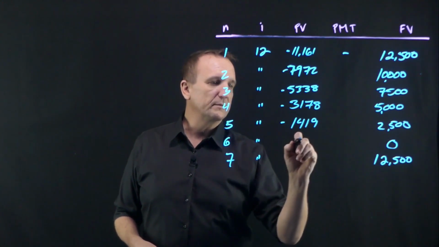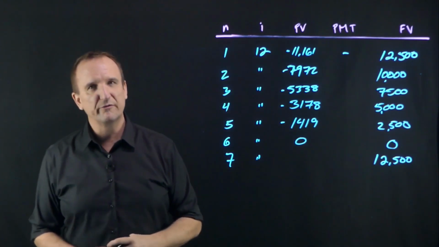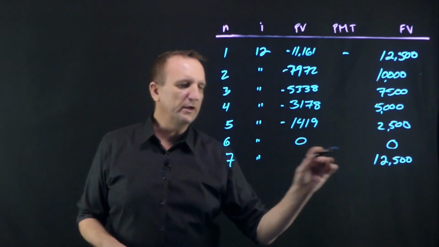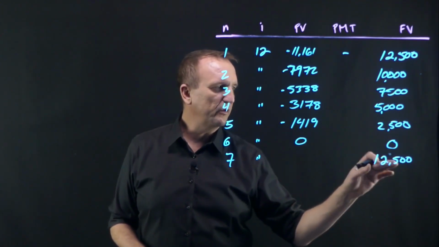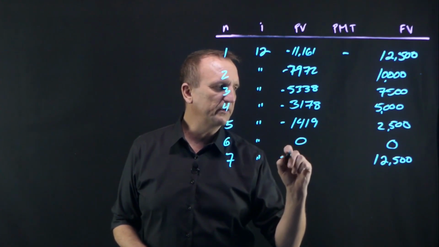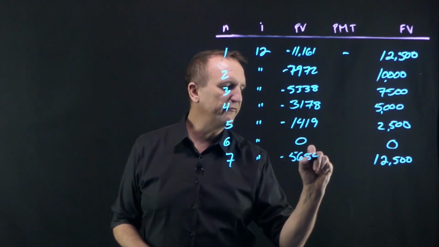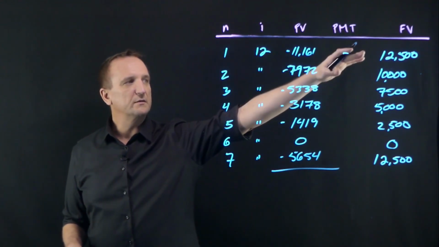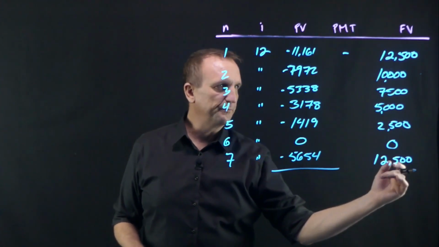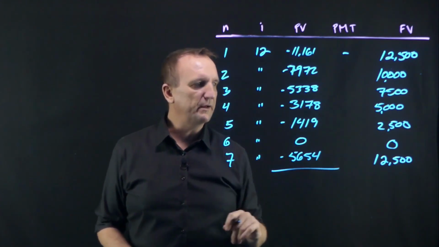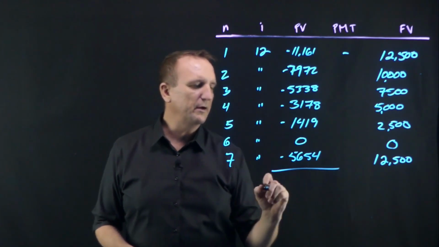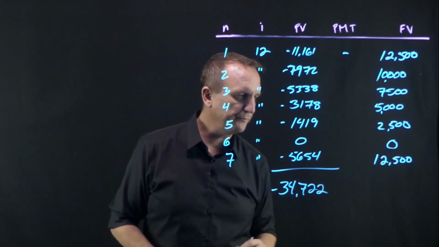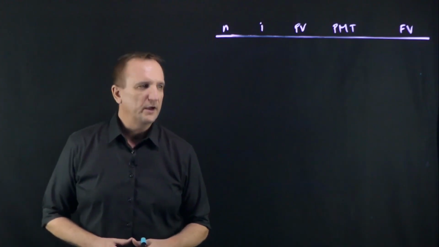0 is 0. Something that pays us 0 in the future is worth 0 to us today. And then finally, if we are 7 years from now going to get $12,500, we would be willing to pay $56.54 for that one. And so to get all of these future cash flows, if it was all one investment, we would add that up and we would be willing to pay $34,722. Okay.